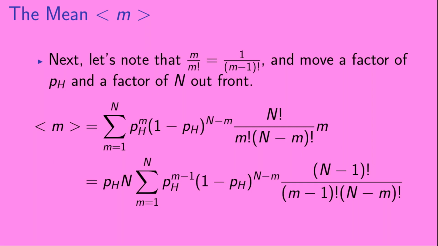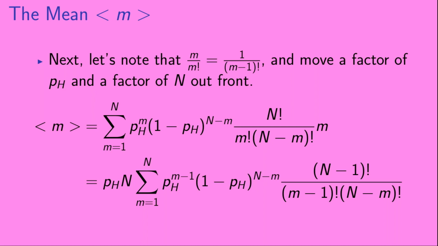Next, let's note that m over m factorial is equal to 1 over m minus 1 factorial. And let's also move a factor of ph and a factor of n out front. So we had our previous expression for the mean value of m, which was the sum over m from 1 to n of ph raised to the m power, 1 minus ph raised to the n minus m power, times n factorial over m factorial n minus m factorial, times m.